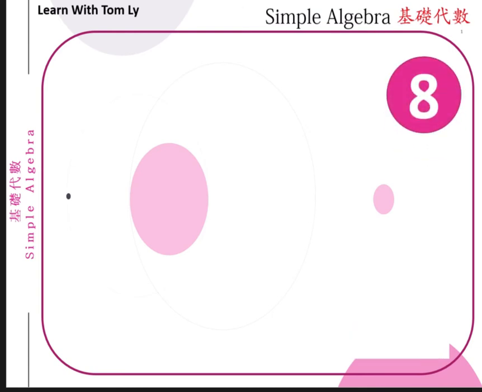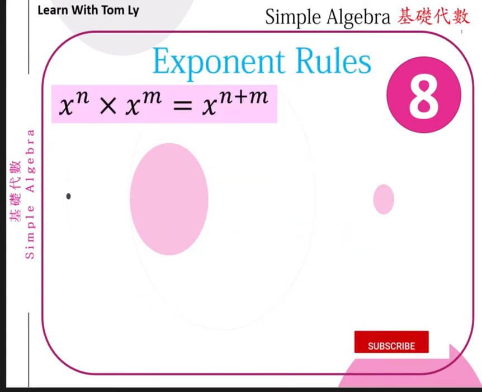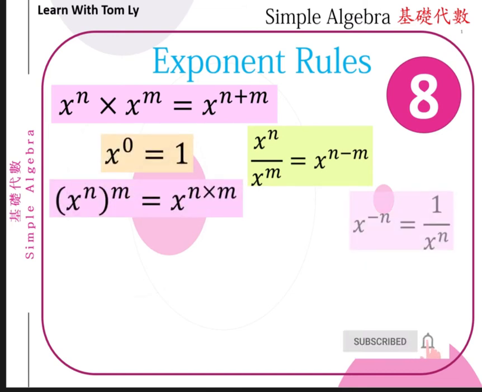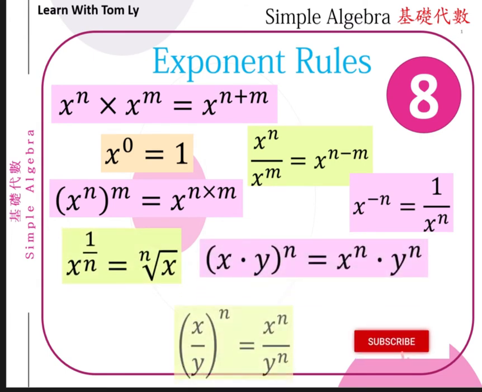In this lesson, we are talking about exponent rules. The first rule, x to the power n times x to the power m is equal to x to the power n plus m. The second rule, the quotient rule. The third, power rules. The fourth rule, the fifth, the sixth, the seventh, and the eighth exponential rule.